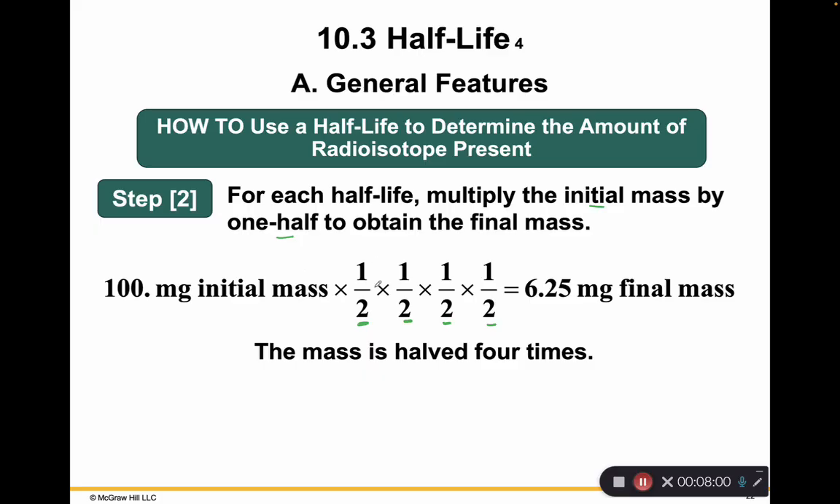So 100 milligrams times half times half times half times half gives you 6.25, because we have 100 times 1/2 gives 50, then 25, then 12.5, then 6.25. So we have 6.25 milligrams of final mass. That is how we calculate.